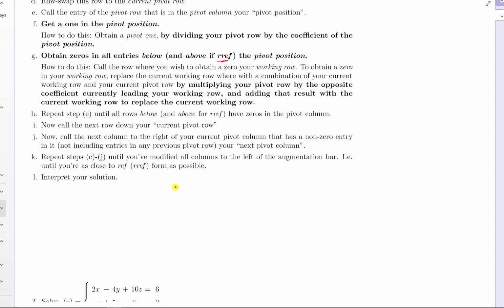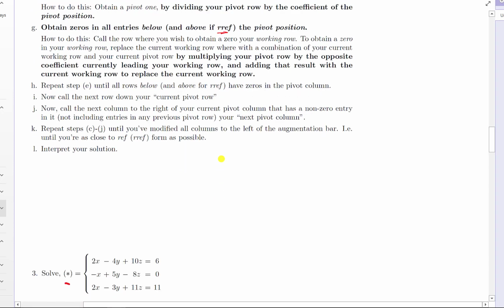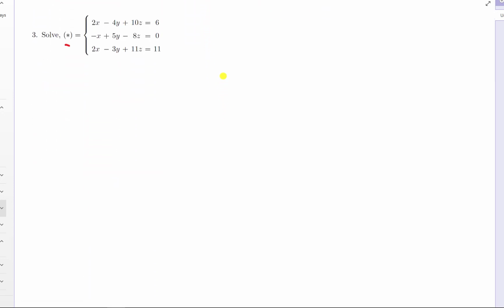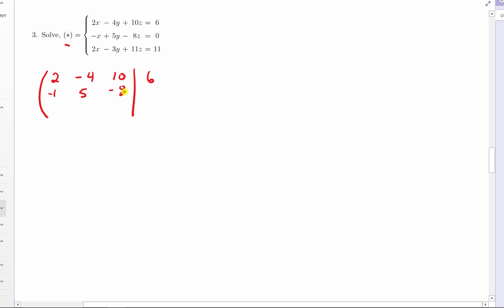Take a few minutes, but I'm just going to go ahead and work this algorithm by way of an example. So let's go ahead and build the system of equations and put it into an augmented matrix. So we've got 2, minus 4, 10, 6, negative 1, 5, negative 8, 0, 2, negative 3, 11, 11.